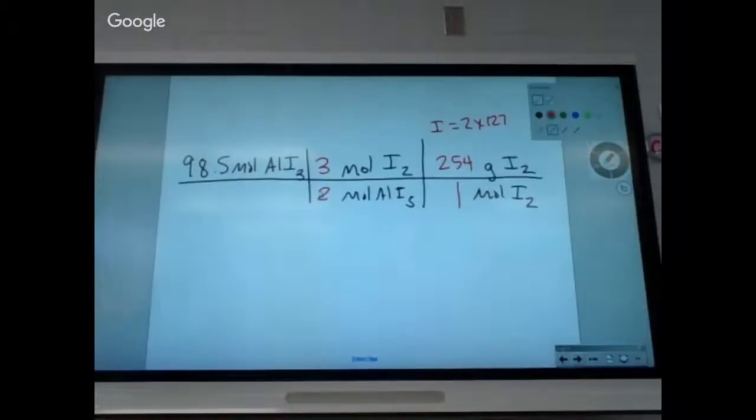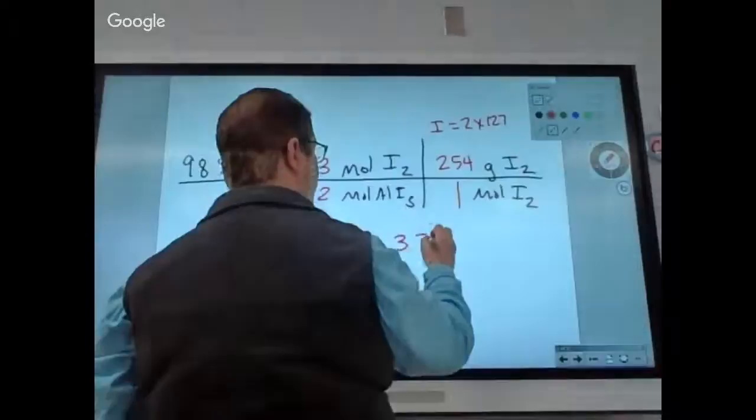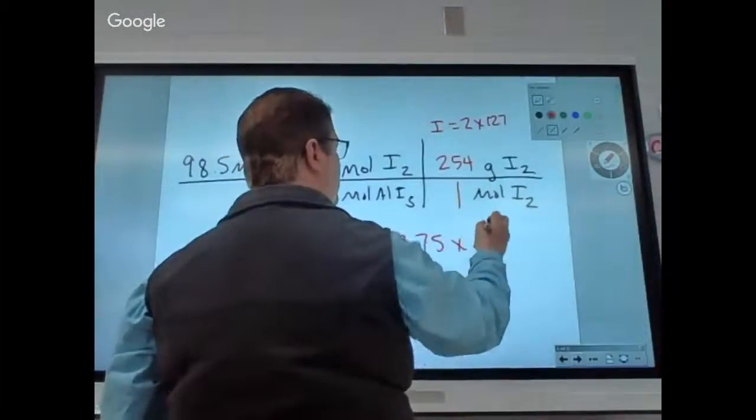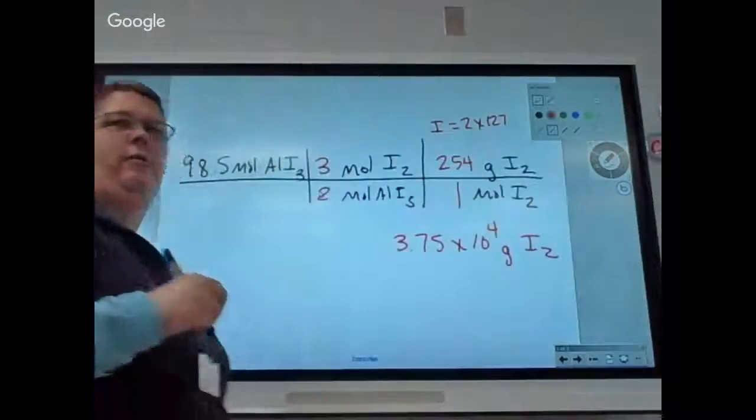All right, so multiply and divide and tell me what we have. Okay, so what is it in scientific notation? 3.75 times 10 to the what? 4 grams of I2. That's a great answer because that would have been large.